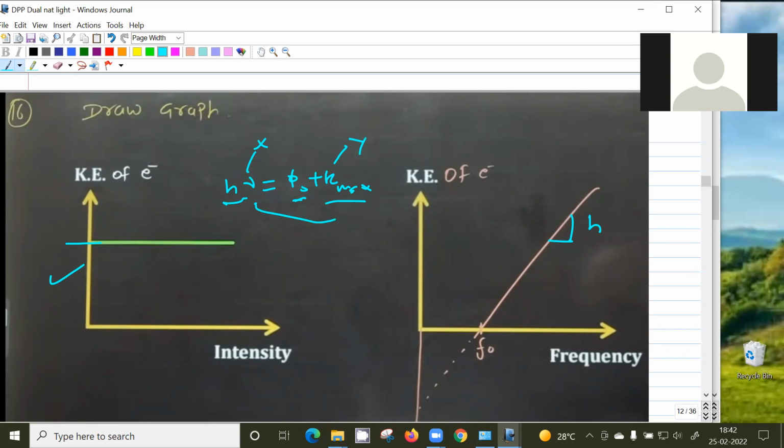There will be a minimum frequency for which the kinetic energy will be 0, because h nu naught will equal phi naught. In that case, the kinetic energy will be 0 when nu equals nu naught, and this nu naught is phi naught by h. Putting K max equal to 0 in this equation, you get this.